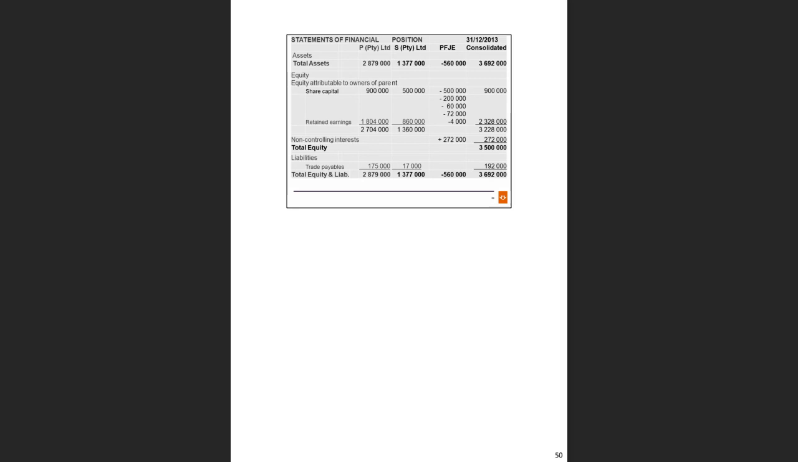Okay, is it 564,000? Are you getting 564,000? Okay, so I think it's just that the amortization here has somehow been shown separately.